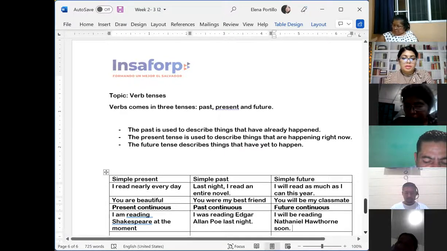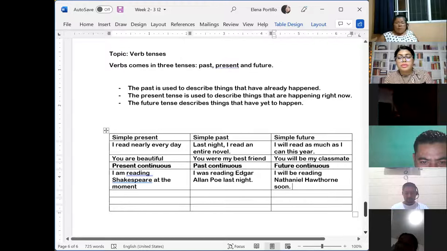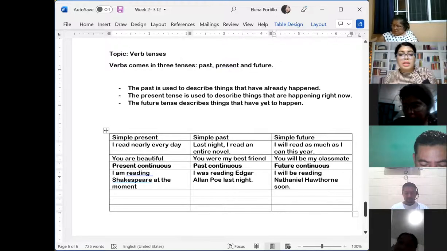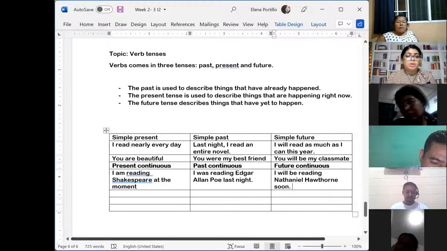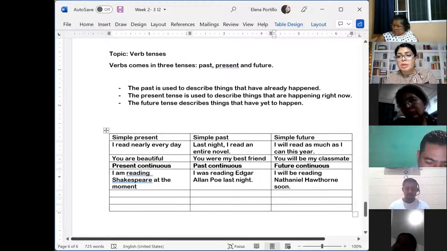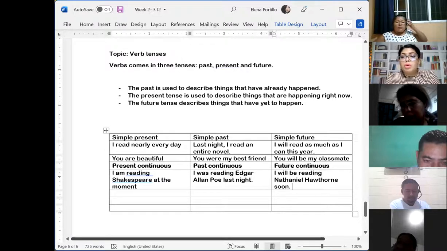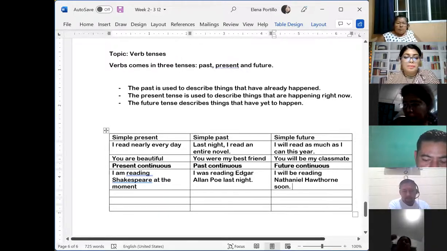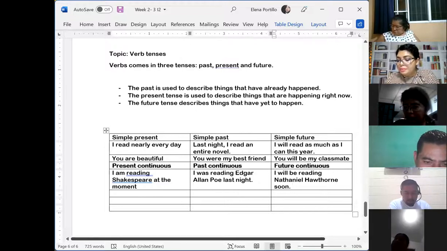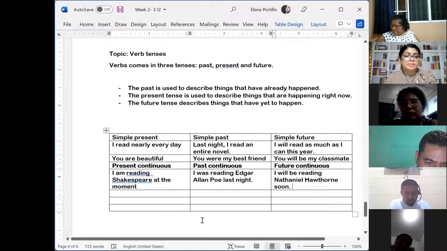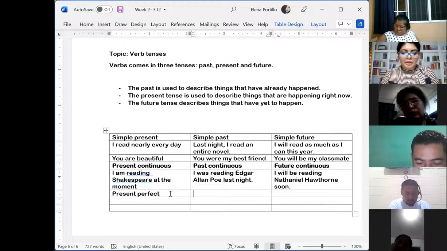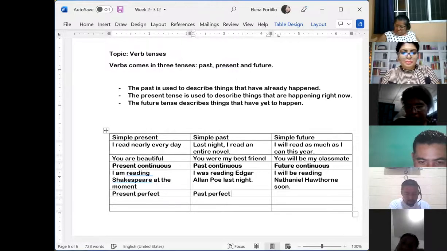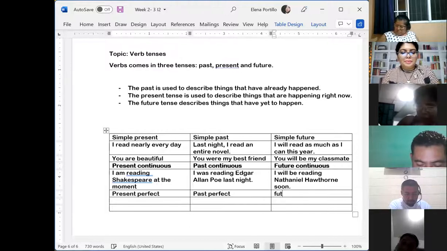But in this case, we're going to have the use of the verb be, then we have the ing form of the verbs. Para la parte del continuo, del presente continuo, pasado continuo y futuro continuo, es el uso del verbo to be más el verbo con la forma ing al final. That's very simple. Then we have present perfect, past perfect, and future perfect.